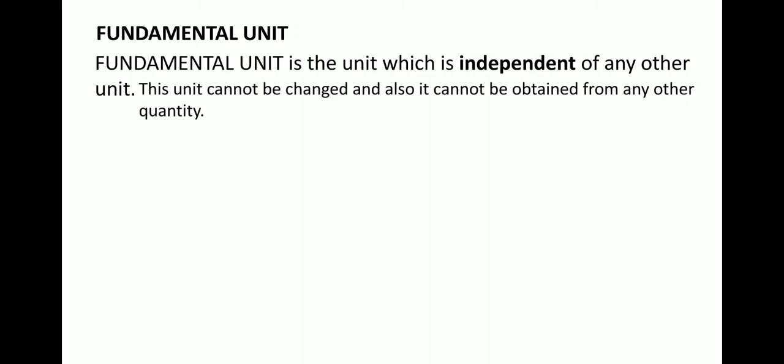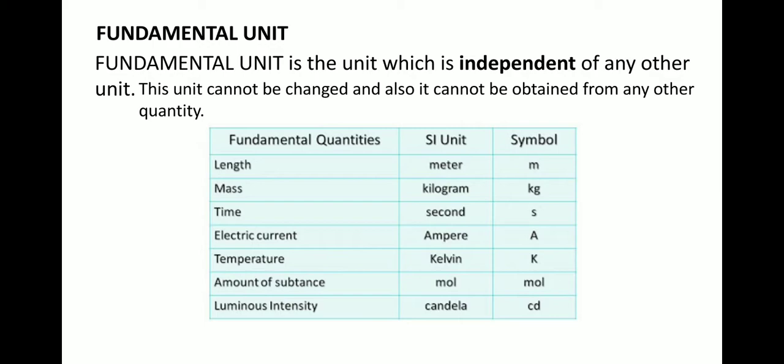So a fundamental unit is the unit which is independent of any other unit. This means that it is not dependent on any other unit. So this unit cannot be changed, and also it cannot be obtained from any other quantity. For example, let's have a look at this table. The unit of length is meter. The unit of mass is kilogram, and the unit of time is second. So these are the fundamental units like length, mass, time.